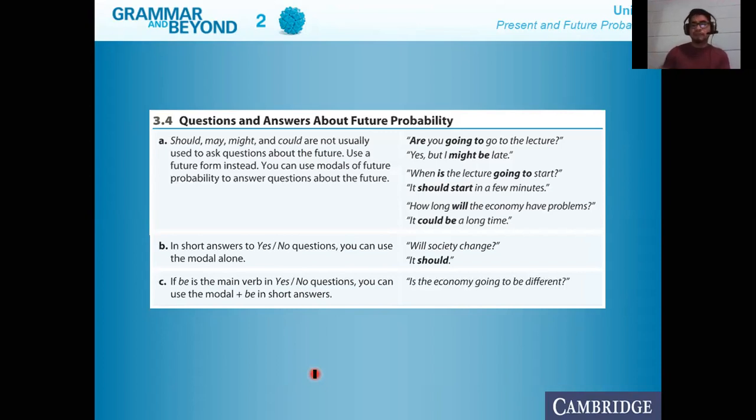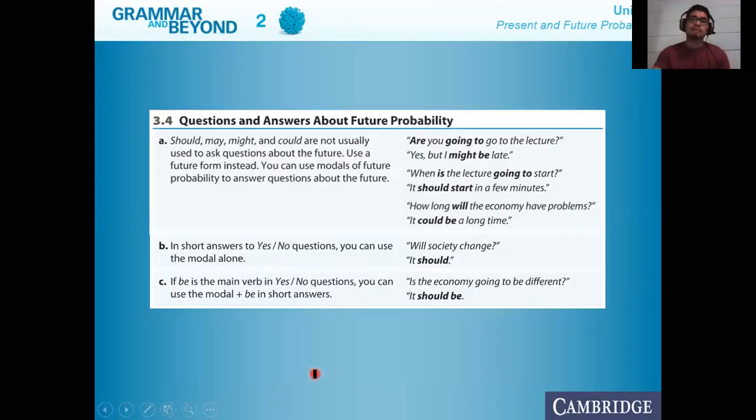Is the economy going to be different? It should be. You're talking about the future, right? So remember your subject, modal verb, and the be form of the verb. Not is, not am, not are, just be. And that's the end of the topic, okay? That's everything that we have for future and present probability and the modals that we have used for that.